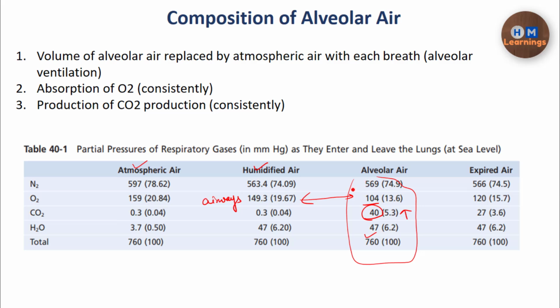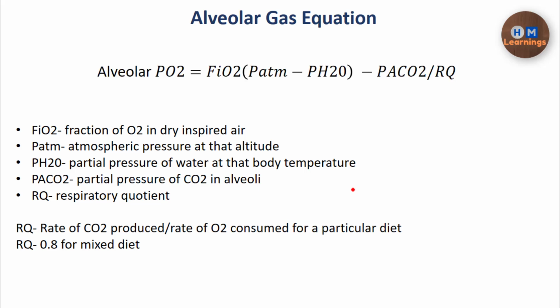So now we can see how the calculation could take place. This is the equation which is used to calculate the alveolar gas equation. It is used to calculate the ideal alveolar PO2, because this equation is not considering the phase of respiration in which the respiration is happening. So it is like at one point, what will be the partial pressure of oxygen in the alveoli.